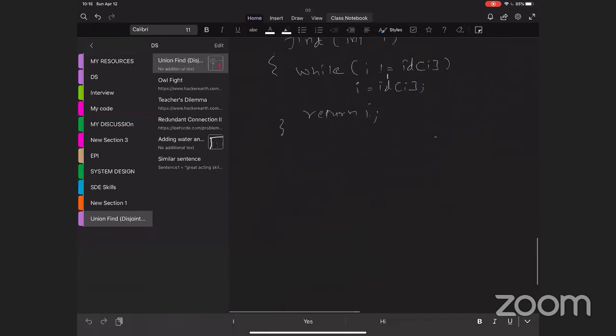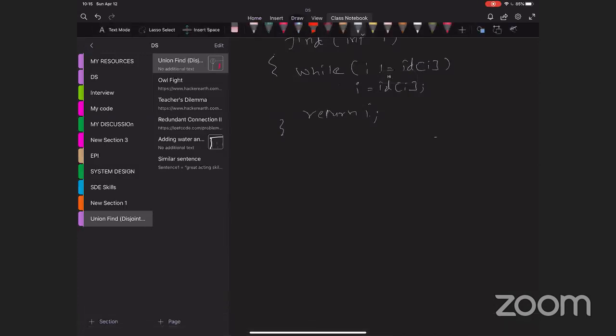Okay. And our union we just wrote, right? Our union is simple. So find's time complexity will be, in the worst case, O of n. That's correct. So we kind of did not improve anything. In fact, we made it a little bit worse, right? Okay.